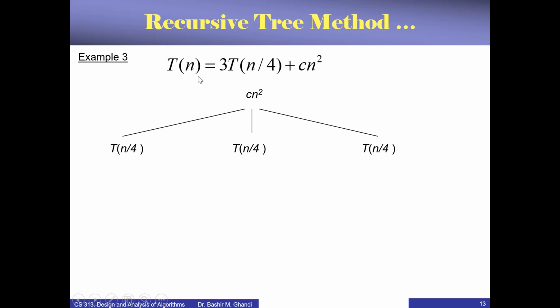Okay, so this recurrence relation can be represented as a tree like this, where we make cn² the root, plus here we are doing 3T(n/4). So we can have a branch for each of the subproblems. There are 3 of them. So we have T(n/4), another T(n/4), another T(n/4). If you add all of this plus the cn², they will give you the same cost as your original running time function. Now you're going to repeat this a few times.